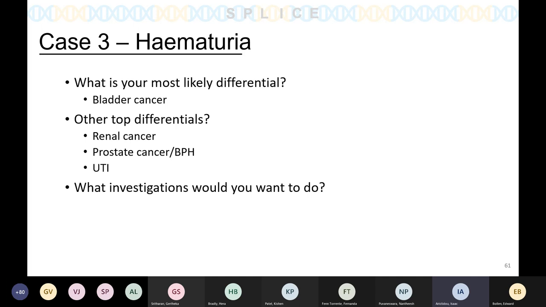Basically, why bladder cancer over renal cell cancer? Hematuria is bladder cancer until proven otherwise. That's just the way it goes. What investigations would you want to do for this patient? Flexicystoscopy, nice, yeah.